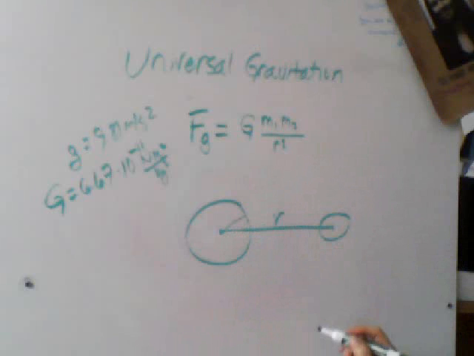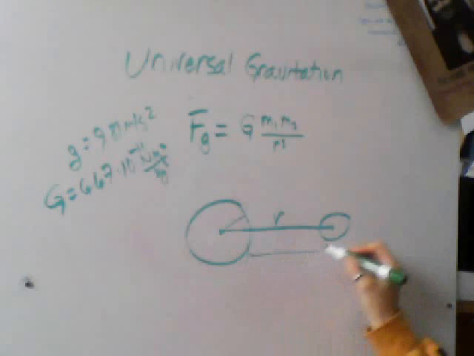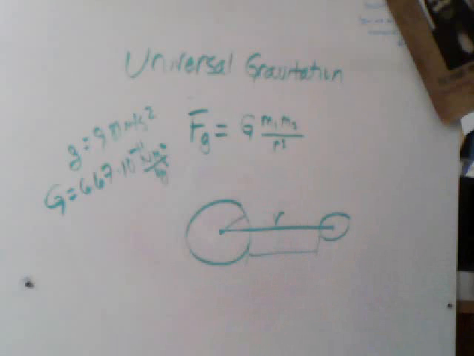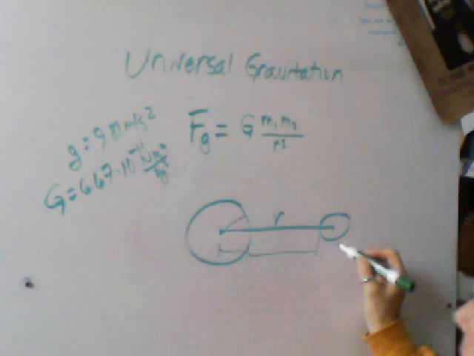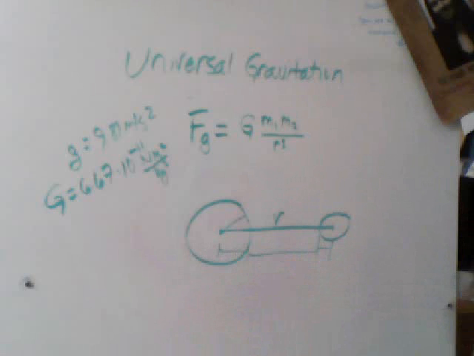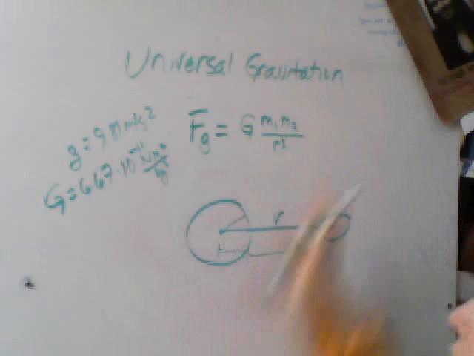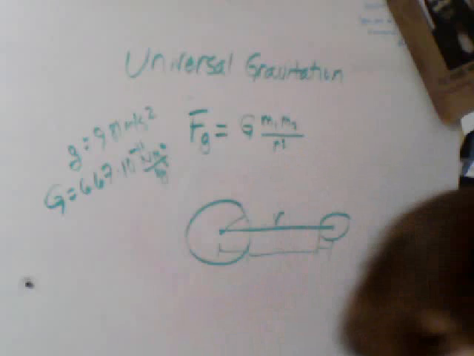So if you're given a distance from the surfaces of the planets, you have to be sure to add the distance to the center of each planet to use this formula.